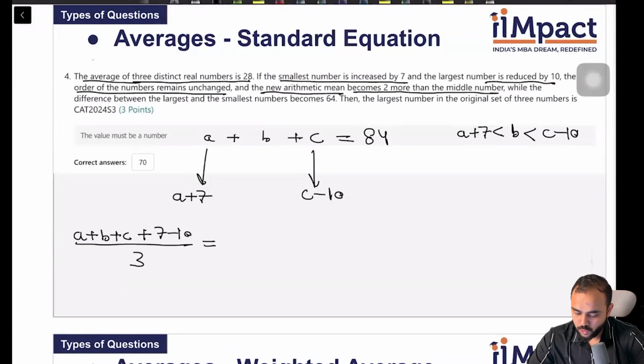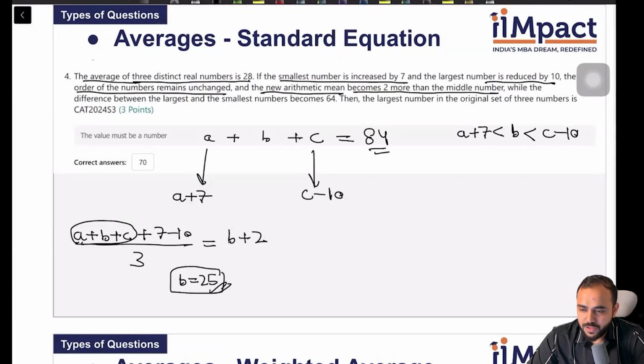And this is given to us as what? B plus 2. Now a plus b plus c I already know as 84. I will just directly substitute it. Hence the value of doing this. So 84 minus 3, which is 81, and 81 by 3 is going to be 27. So you will get b is equal to 25. Okay, I already have one of the variables.